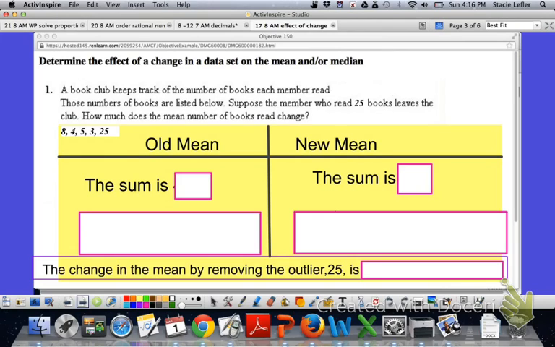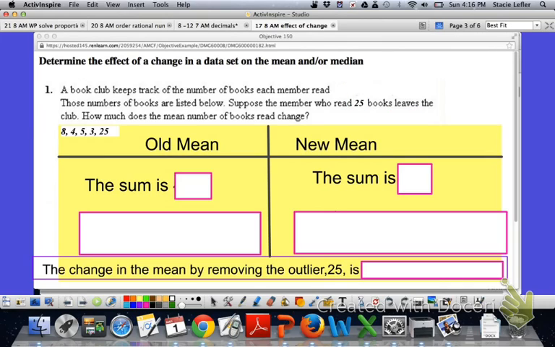Okay, so here's the situation. There's a book club that keeps track of the number of books each member reads. Those numbers of books are listed below, right here. Suppose the member who read 25 books leaves the book club. So how much does the mean number of books read change?